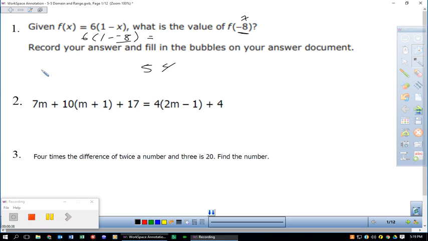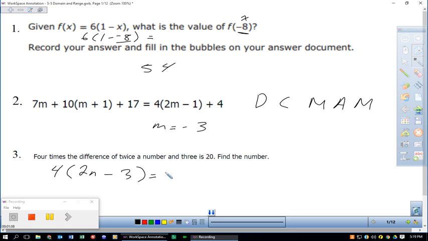Number 2 is a linear equation with variables on both sides. I'm going to trust that you know what to do there, and you get the value of m equals negative 3. Remember, distribute, combine like terms, move variables, add, subtract, multiply, divide. Don't call me a monster. Number 3, 4 times the difference of twice a number and 3 is 20. Solving that, you should get n equals 4.